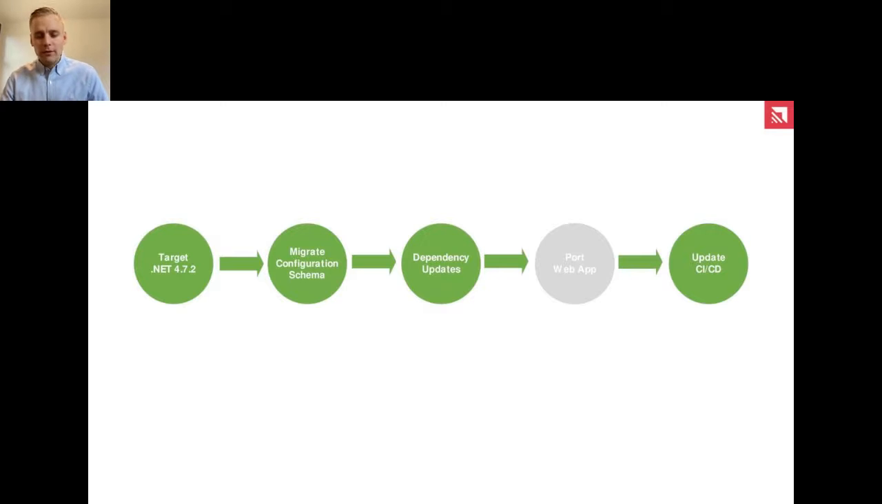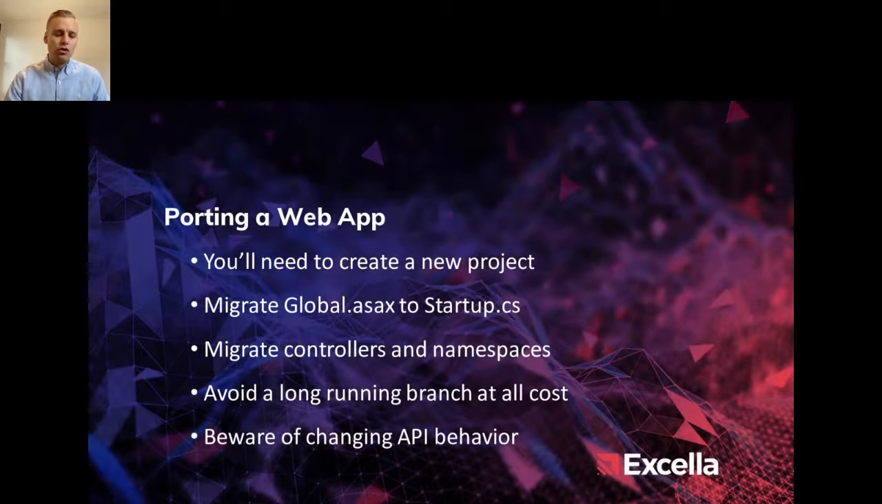All right, so moving on, let's move on to one of the more complicated things, which is the web app porting. So far we have changed everything in place. We have updated the projects that the web app depends on by updating their dependencies, updating the project structure, updating code, and so forth. But when we get to the web app, we actually need to create a new project. You can't have the same project in place for the web app. You need to create a new project with a new structure. And what you basically want to do here is migrate your global.asax to the Startup.cs class, and move over controllers and namespaces to this new project.